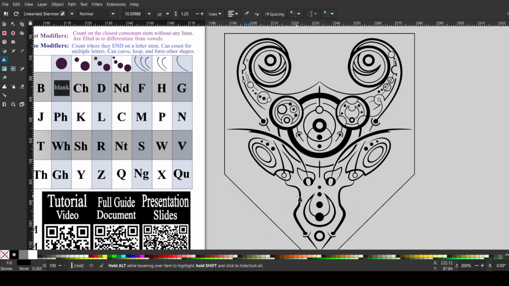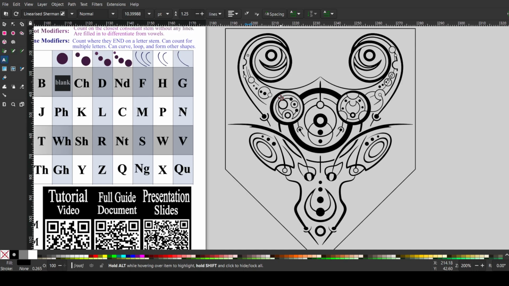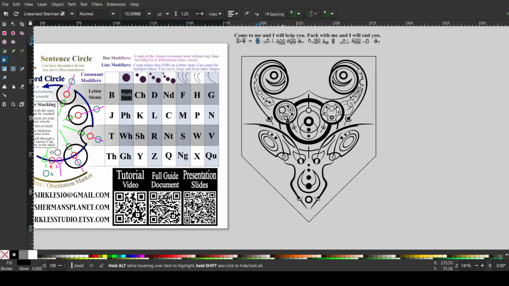So this nose is the word and, the eyes are the words I, the ears are the word will, and then we have this horn, which is come to me, and this horn, which is fuck with me. Yeah, hell yeah. Okay, I've talked through it a lot. This is a bit of a weird explanation video because it's advanced Sirkles, but it looks super cool. But yeah, all the things are the things and the stuff, and whoop, hell yeah. Well, let's go.